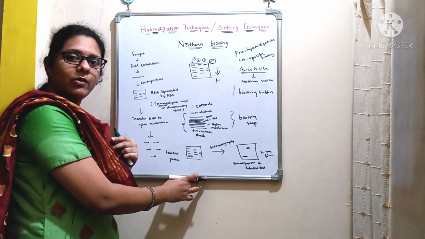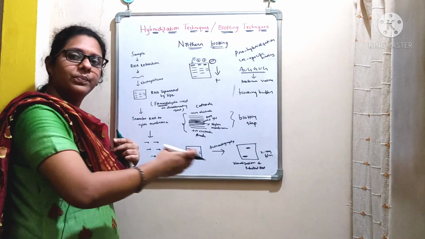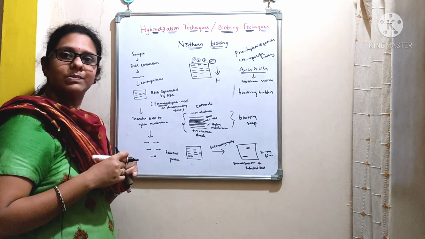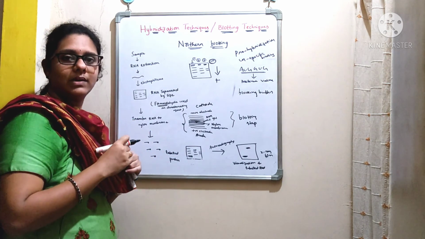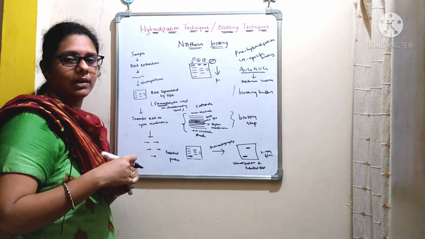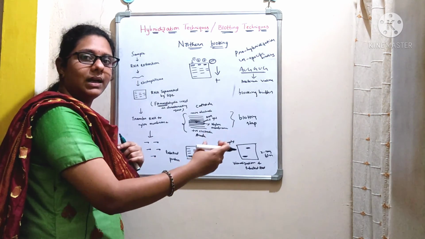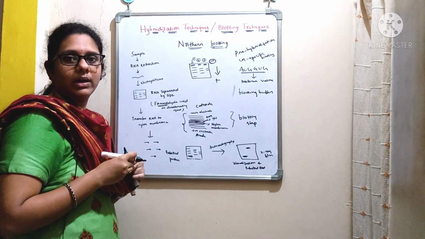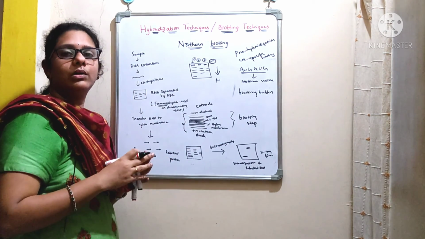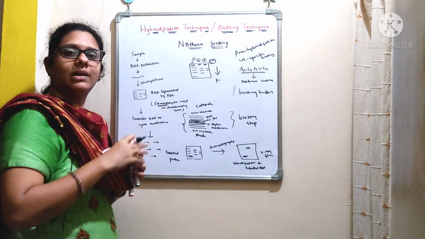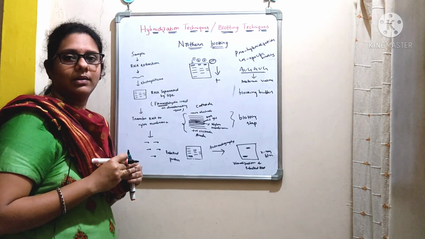And then in the step of hybridization we provide the radio-labeled probes that will go and hybridize with the specific nucleic acid sequence, whether it is DNA or RNA. And once they get hybridized with each other, we detect them with the help of autoradiography. In this way we find out the specific DNA or RNA sequence with the help of these southern and northern blotting techniques.